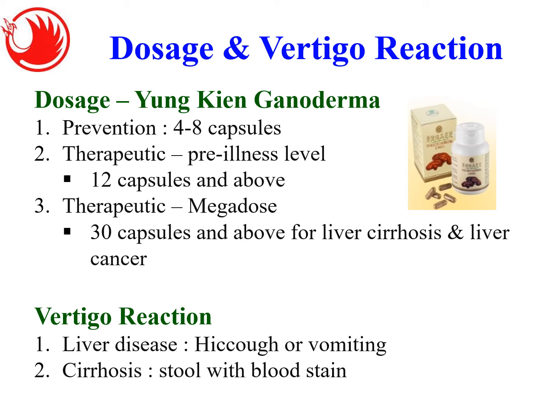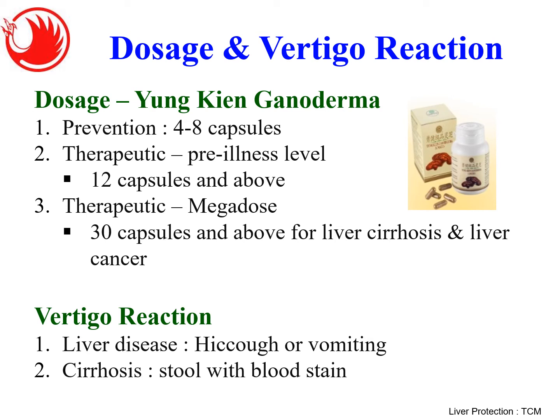So next we look at the dosage. Based on Jungian Ganoderma, the dosage for prevention is 4 to 8 capsules a day. For therapeutic at pre-illness level, it is 12 capsules and above. As for mega dose level at cirrhosis and liver cancer stage, it will be 30 capsules and above.